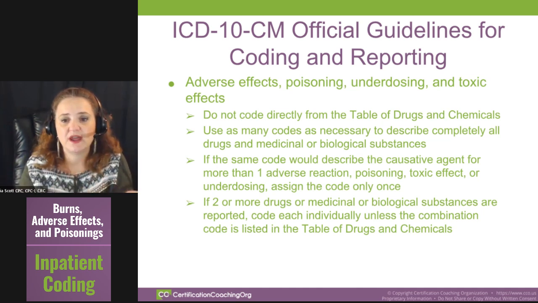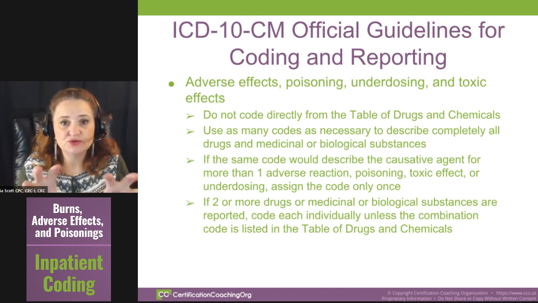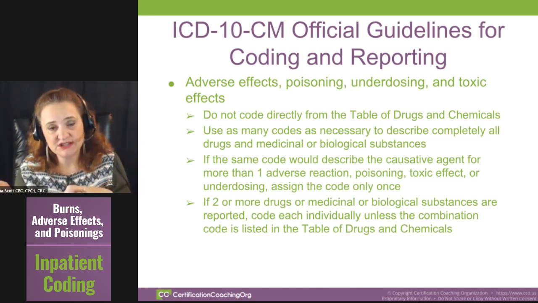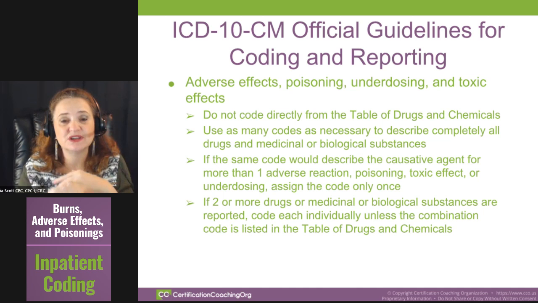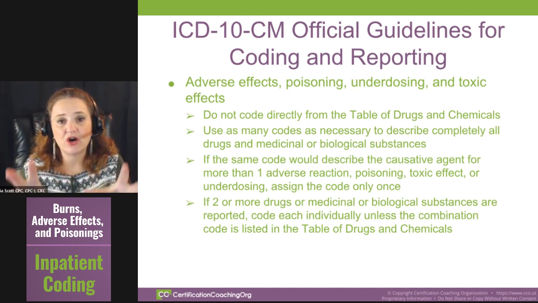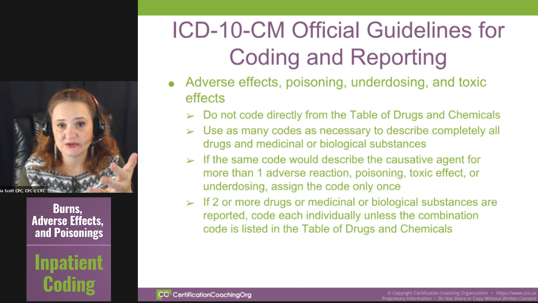So we use the table of drugs and chemicals as our index, but we never code from the index. We code from the tabular. Do not pick your code from the index. You go there to find the right code, then you jump over to the tabular to get to the highest specificity and pay attention to the guidelines. The guidelines are all going to surround that code. It's going to tell us if we need additional codes, if we use this code first in the sequencing, and it's going to tell us codes not to use together. It's going to say Excludes1 and Excludes2.